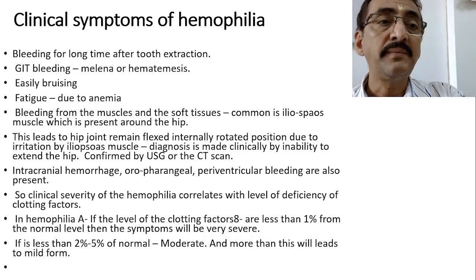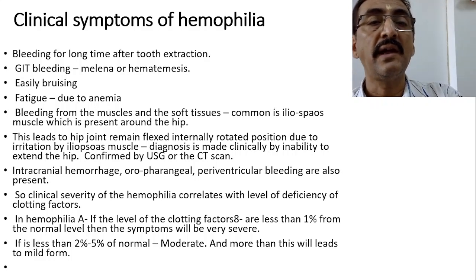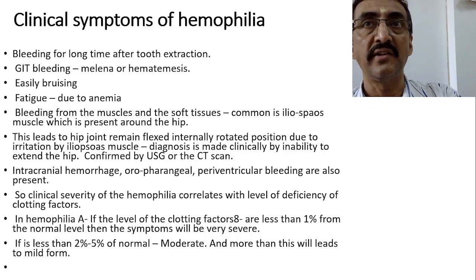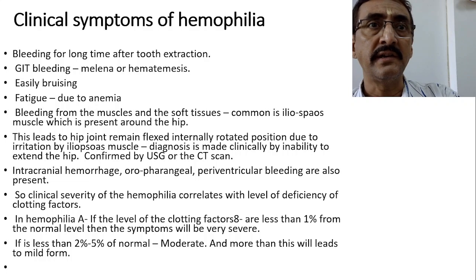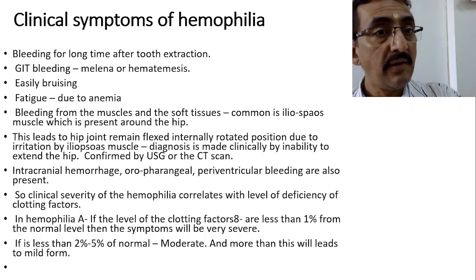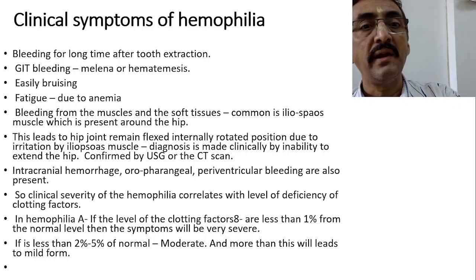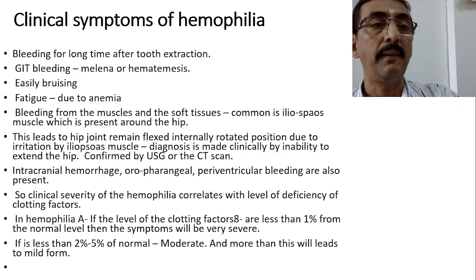Further, some of the important symptoms are bleeding for a longer time after tooth extraction. Most commonly, this is the way it is identified. After the tooth extraction, if the bleeding is not stopping, then we will have a suspicion. Sometimes GIT bleeding may also take place. It may lead to melena and also hematemesis.